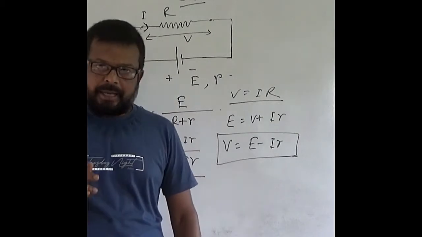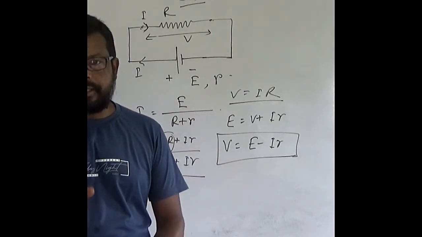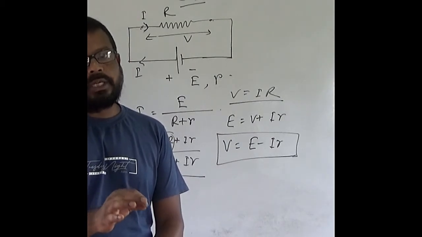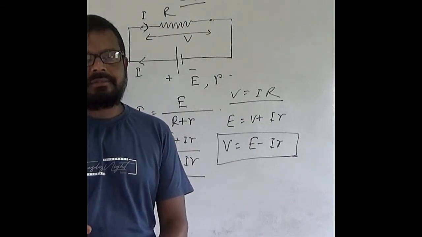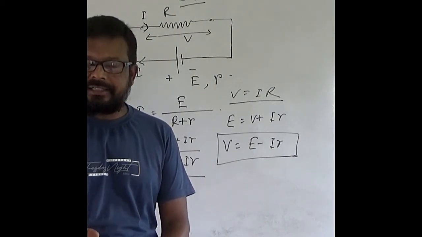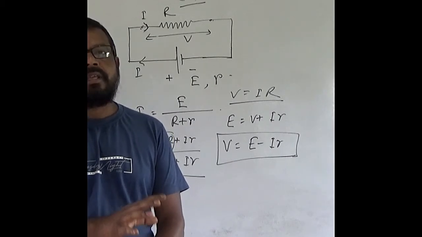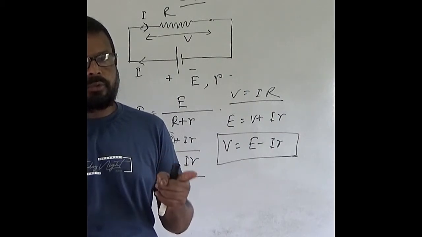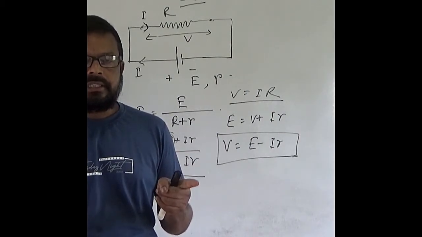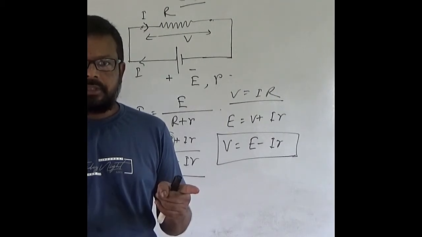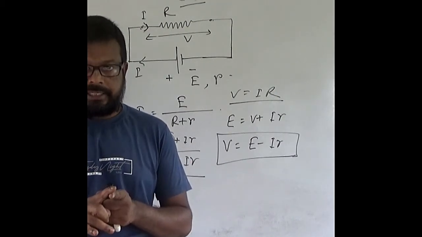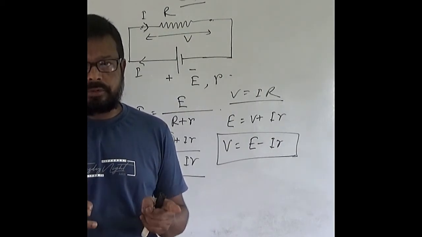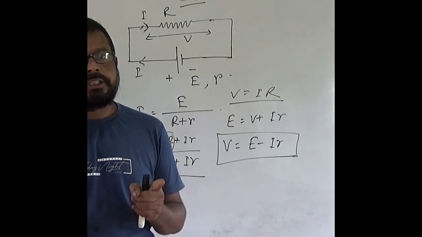Now, the term potential difference arises when there is a current through the cell. If there is no current, then EMF. If there is a current, then potential difference. Right? If there is no current through the cell, then the potential difference between the two terminals of the cell is called the EMF or electromotive force. And if there is a current through the cell, then the potential difference between the two electrodes of the cell is called the potential difference of the cell.